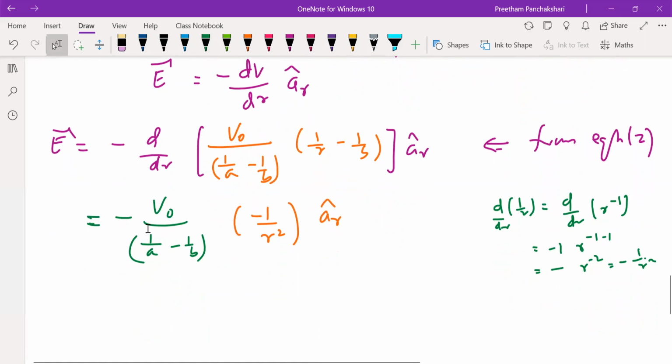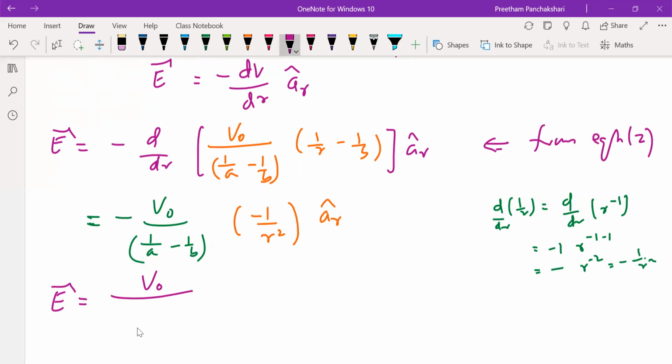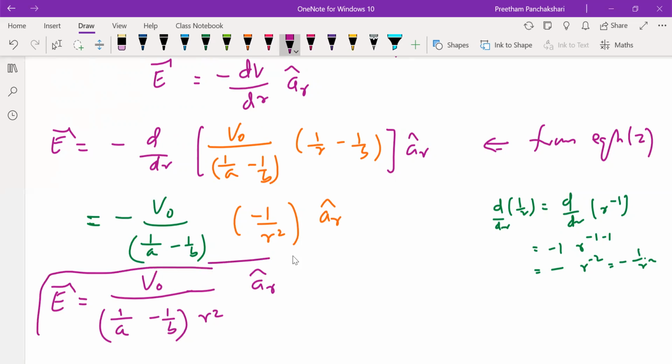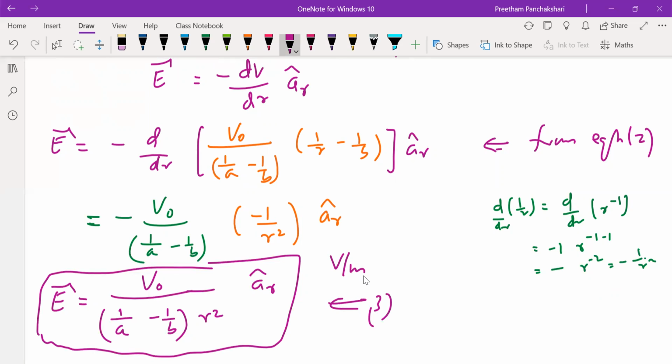So here minus into minus plus. Finally, the electric field is given by V naught divided by 1 by A minus 1 by B into R square in the denominator, A cap R. This is the field distribution in a spherical capacitor. What you can call this equation 3, and it is in volts per meter.